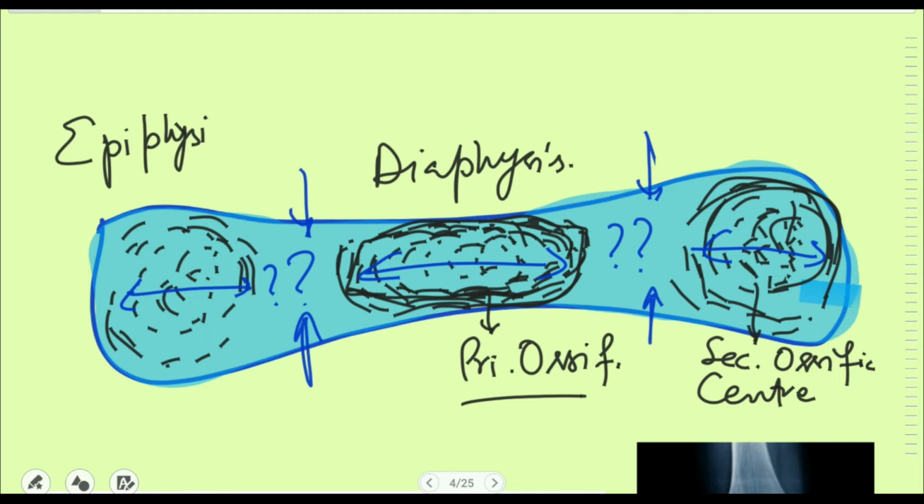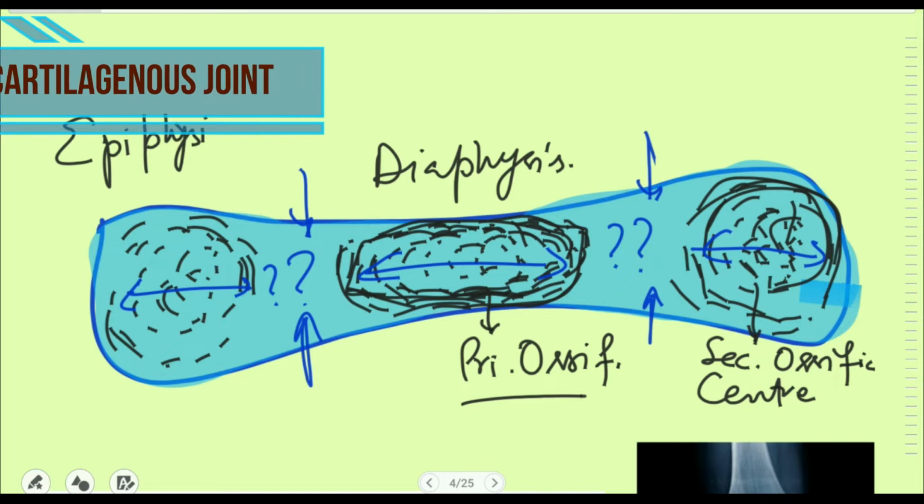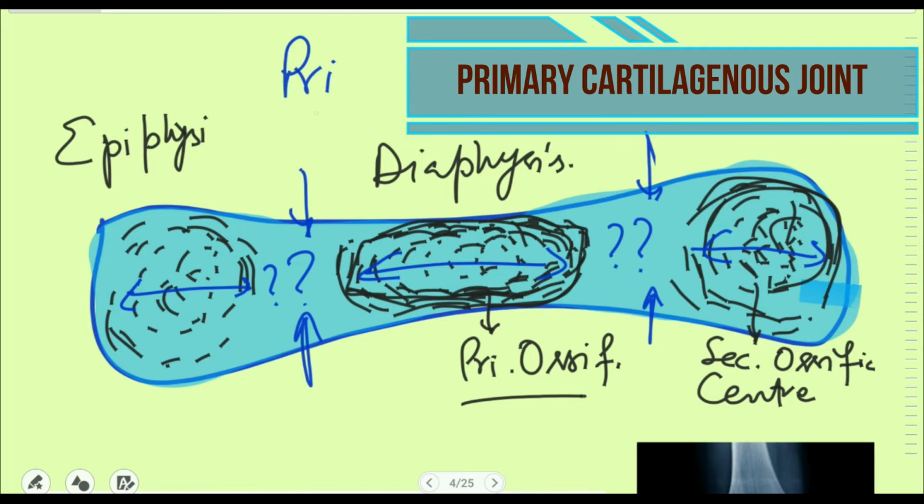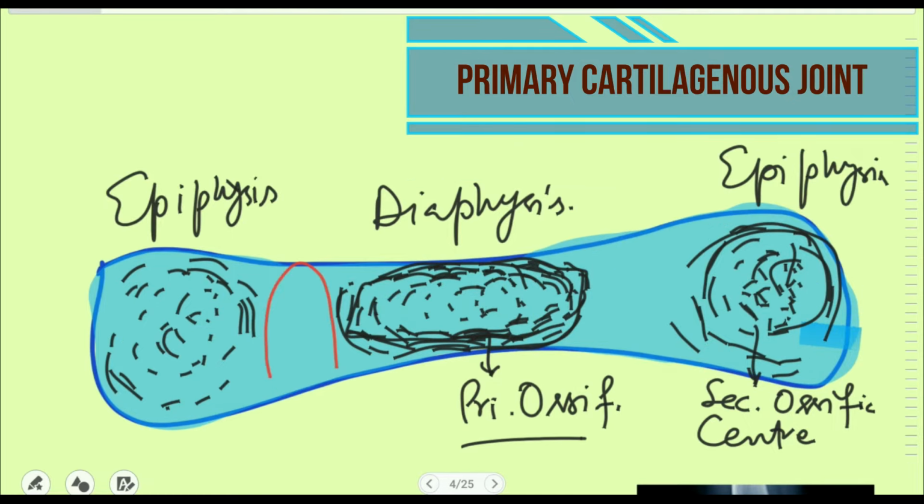Other important facts that you have to agree is that this joint is made up of hyaline cartilage. Another is that we have to agree that this joint is formed before the bone is formed. So this is primary cartilaginous joint. This is joint from the very beginning. Before the bone is formed, there was hyaline cartilage. So this is the primary cartilaginous joint made up of the hyaline cartilage.